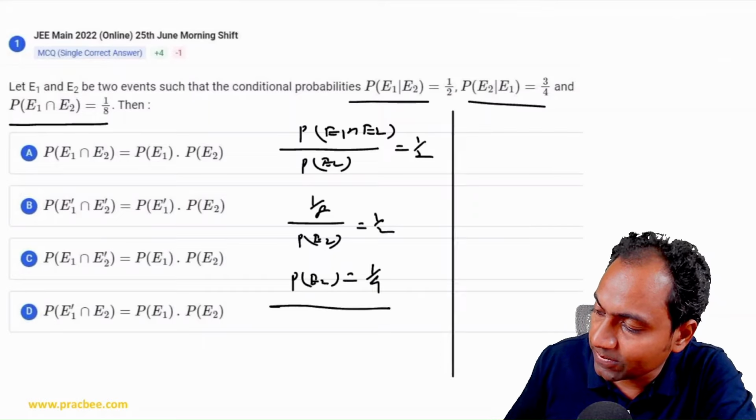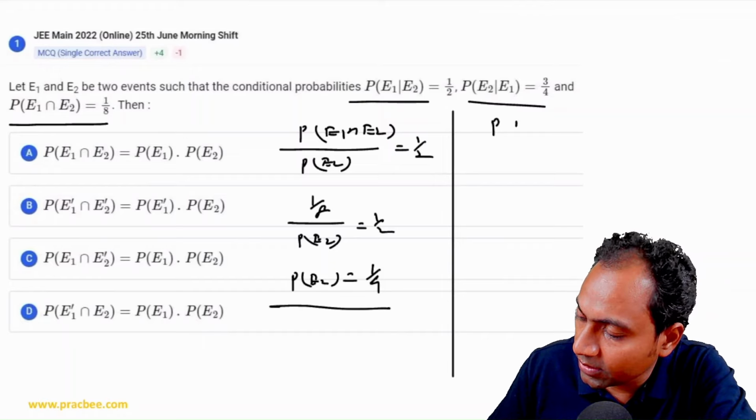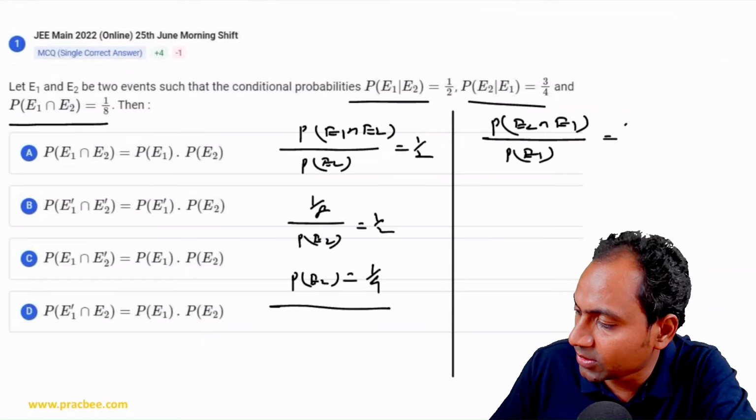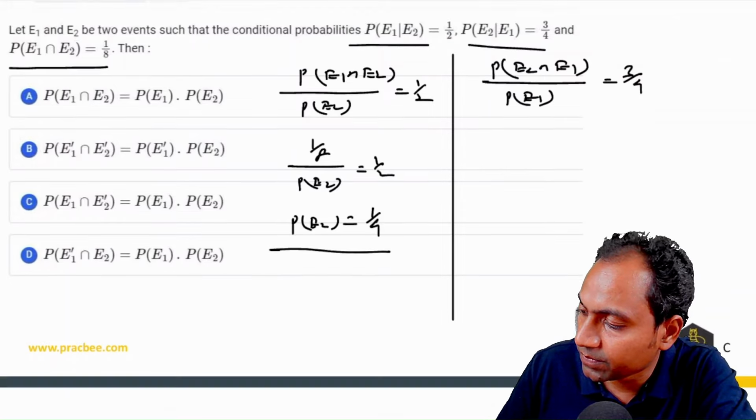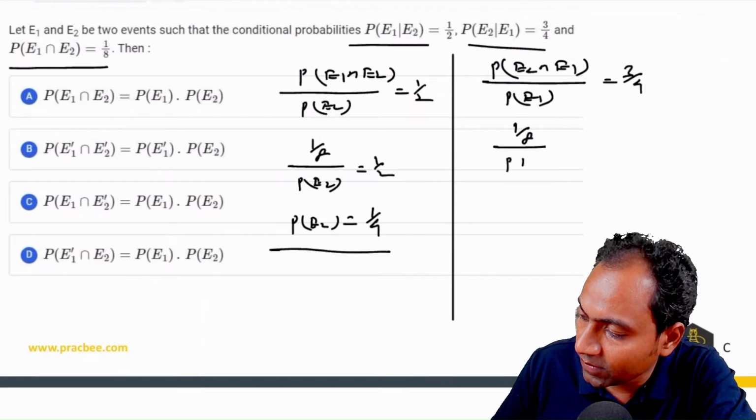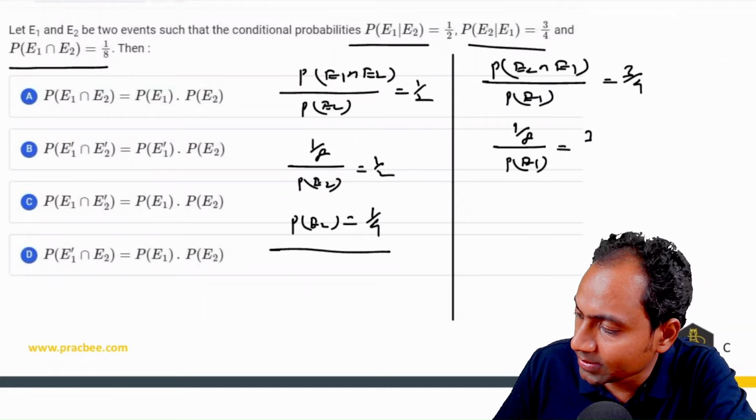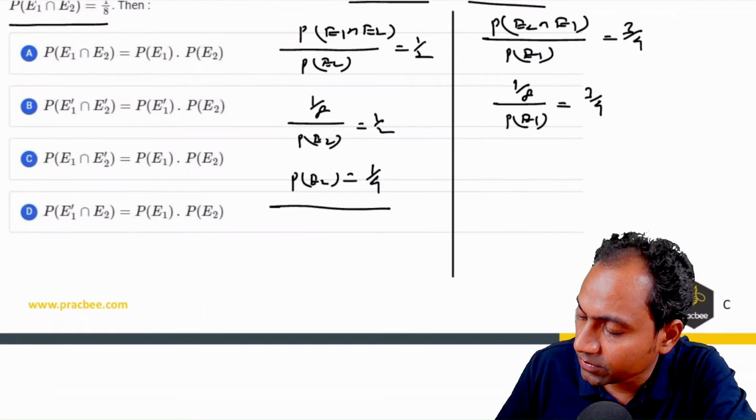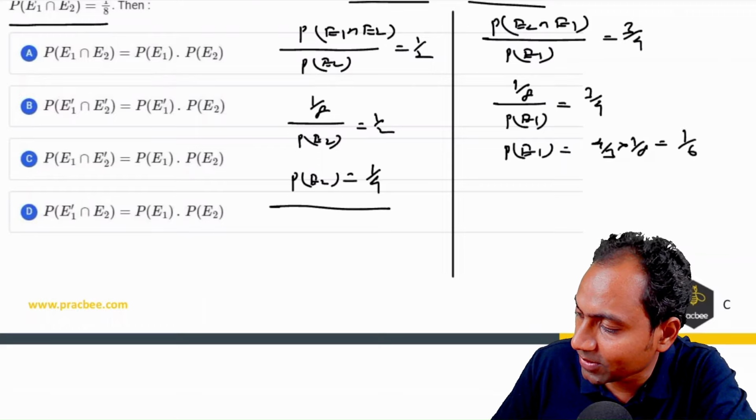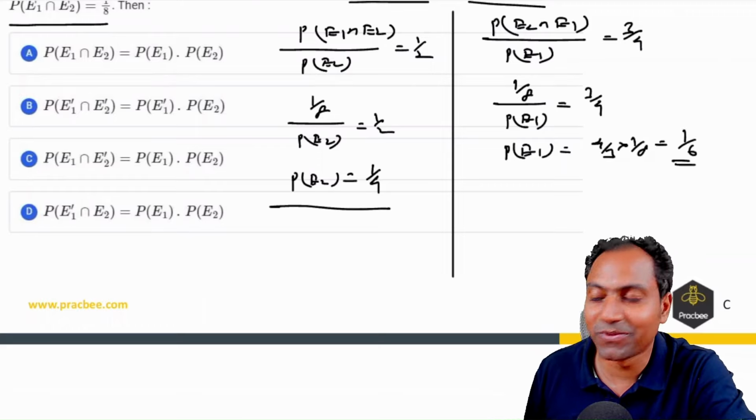If I do this steps one more time, with the other part, P of E2 intersection E1 by P of E1 is equal to nothing but 3 by 4. Numerator I can put as 1 by 8 by P of E1 is equal to 3 by 4. And if I find the value of P of E1 from here, it is nothing but 4 by 3 into 1 by 8 comes out to be 1 by 6. We have got both the values.